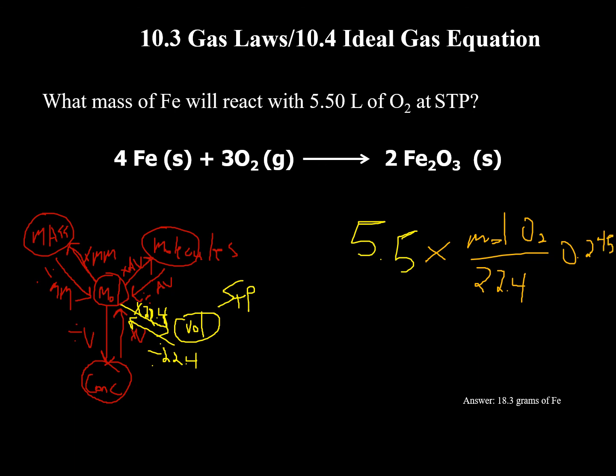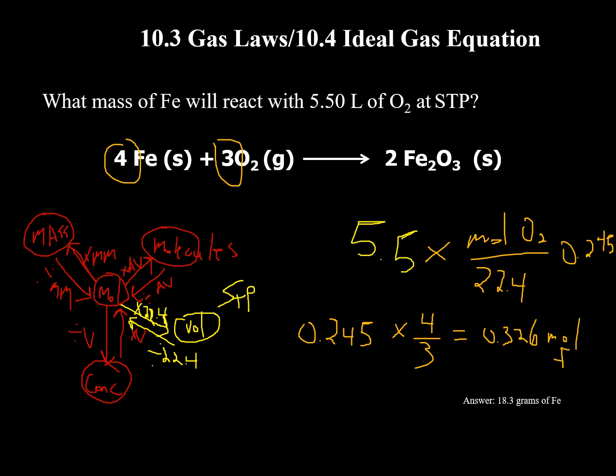Once we have the moles of O2, we want to find the moles of iron, so we have to use the ratio. So we take 0.245, multiply by 4/3, and that will give us 0.326 moles of iron.